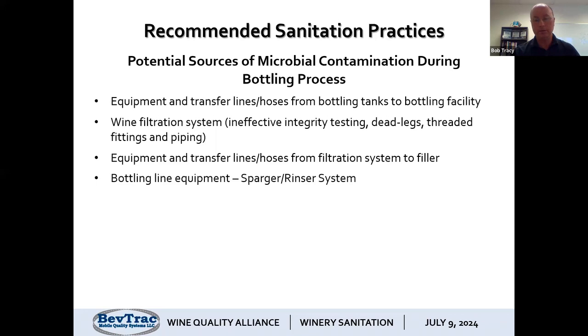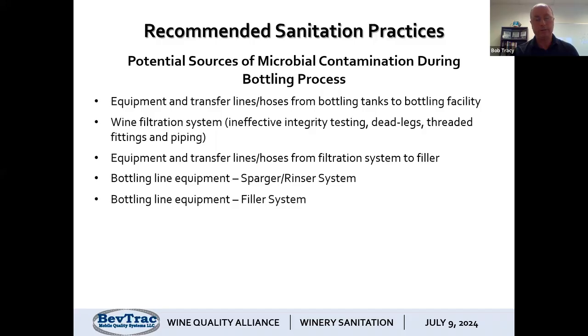Bottling line equipment, such as the sparger or rinser system. So I found contamination on the sparger spouts. There's usually a drain associated with the sparger system. I found tons of contamination in that. And again, microbes get aerosolized from that drain.